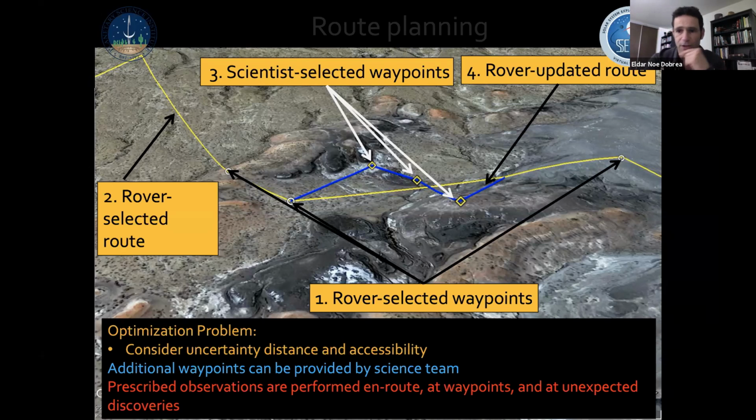The circular spots are waypoints where the rover plans to stop and perform its analysis, to look for minerals that would disambiguate the uncertainties. And then the diamond-shaped ones are where the scientists say, no, you must also go to these terrains because we can see in the pictures that they look really cool. There's something there we would like to explore. So we include those. Then number 4 is the blue line: the rover updates its original path to include the scientists' requested waypoints.